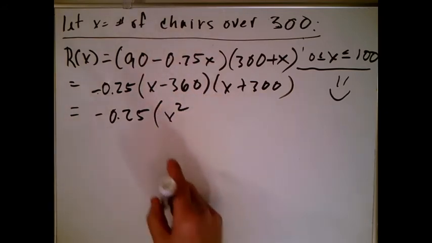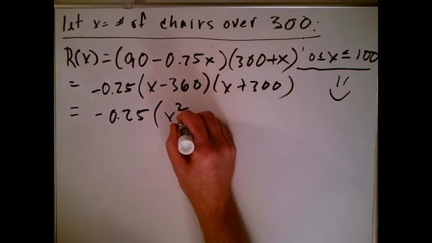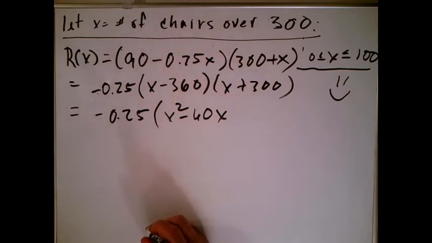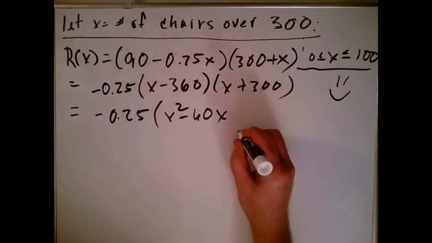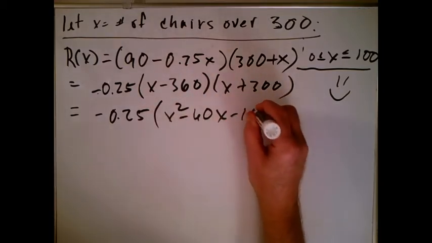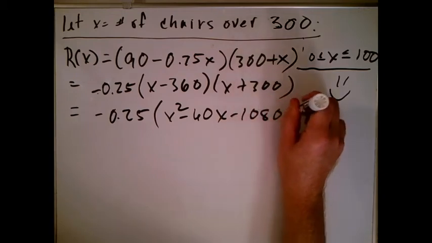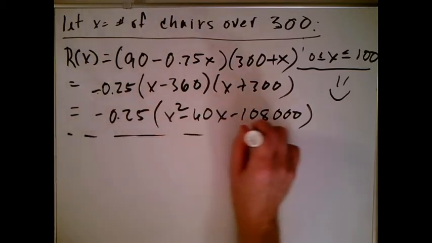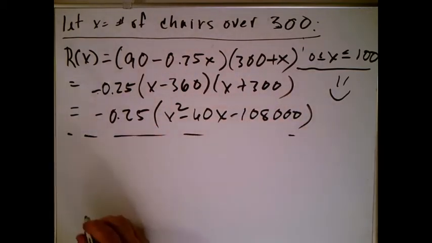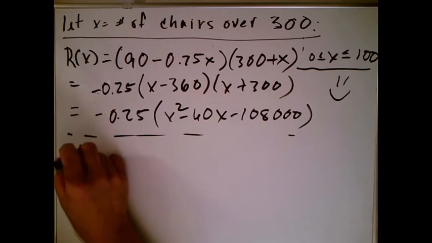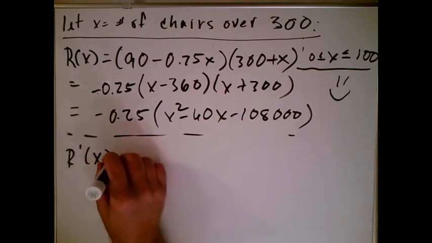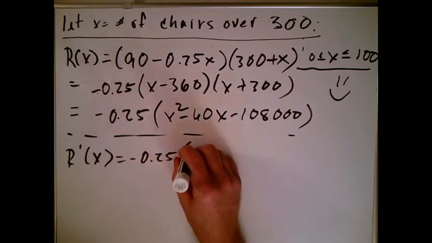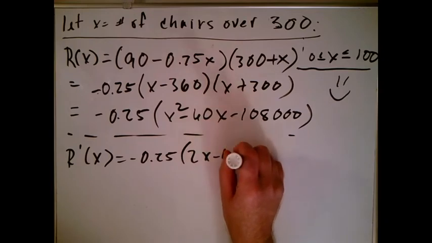Let's see, I'm going to get plus 300 minus 360. Well, that's just minus 60x. That's a very easy thing to take a derivative of, so I'm happy I did that. 360 times 300 is, let's see, minus 108, and then 3 zeros. Now, it's a pretty big number, but when I take the derivative of it, it's going to go away anyways, so I'm not so unhappy with that. Taking the derivative now is really easy. So the derivative, the minus 0.25 is a coefficient, it goes along for the ride. And what I'm going to get is 2x minus 60 plus 0.